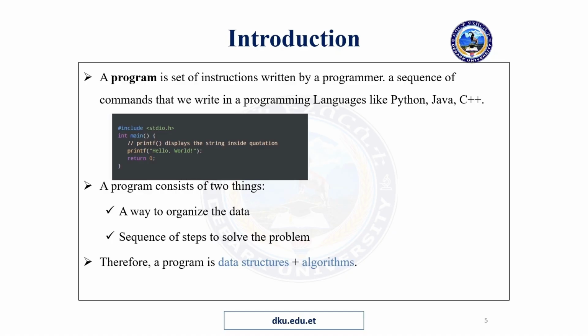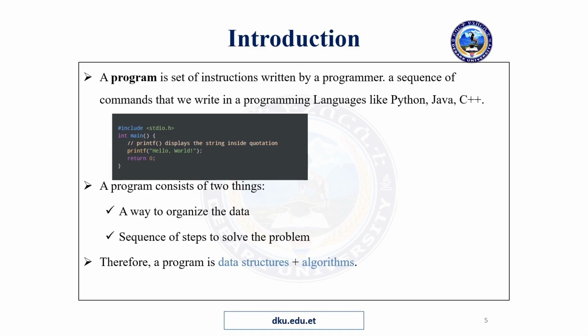But before we get into all the technical details, let's start with the basic ones first. As an introduction, students, you should understand some basic terms like program. So a program is a set of instructions written by a programmer, or it is a sequence of commands that we write in a programming language like Python, Java, C++, PHP, and other programming languages.